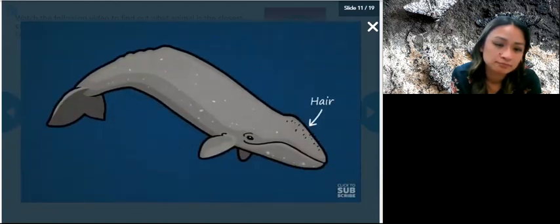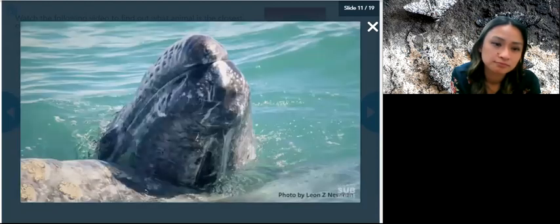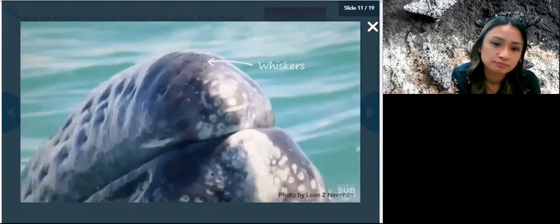Many whales have hair, just like land mammals. In this photograph, you can actually see the whiskers of this baby gray whale as he rests his chin on mama's back.